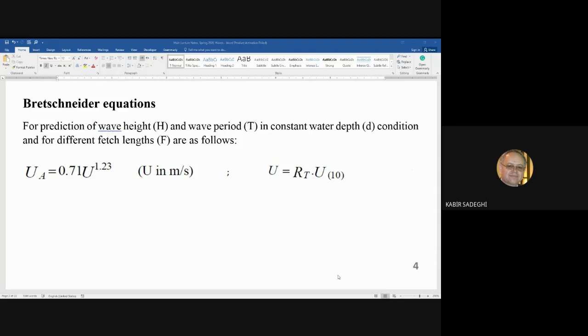This, for example, has a significant role in the calculation of H and T. In the SMB formula, which is a little older than the Bretschneider formula, we don't have such a thing. So we don't consider the difference between the temperature of the water and air. And in my experience, when I calculated based on that for some cases, for the Caspian Sea, for the Persian Gulf, I saw that this factor is very important and affects a lot. Therefore, the history of wind velocity, now we finished that.